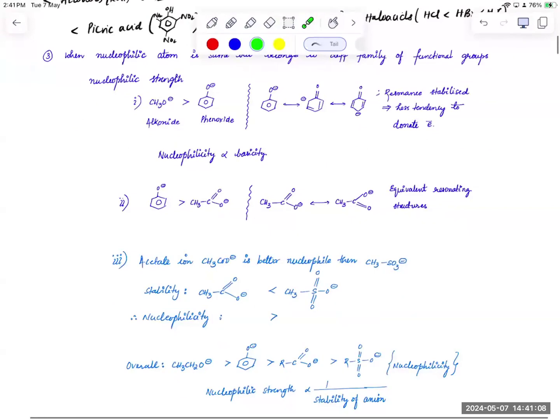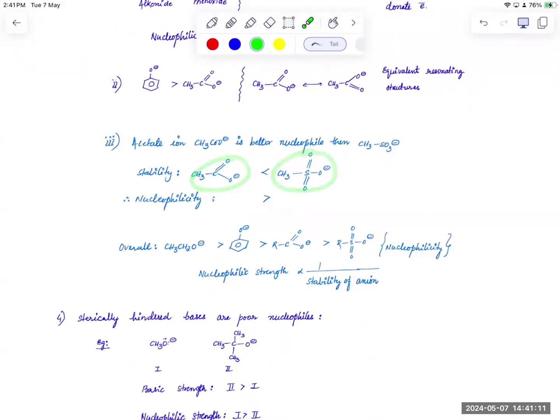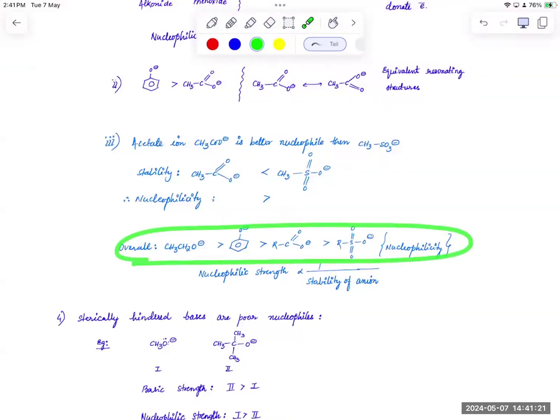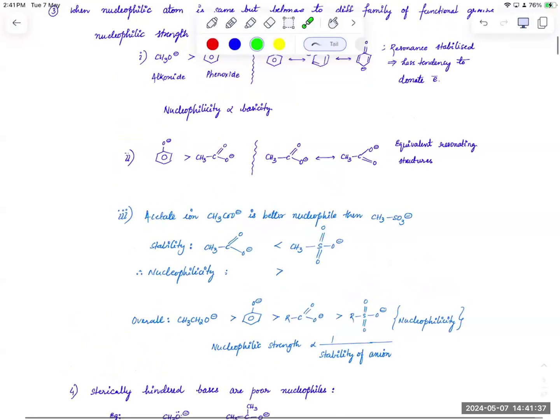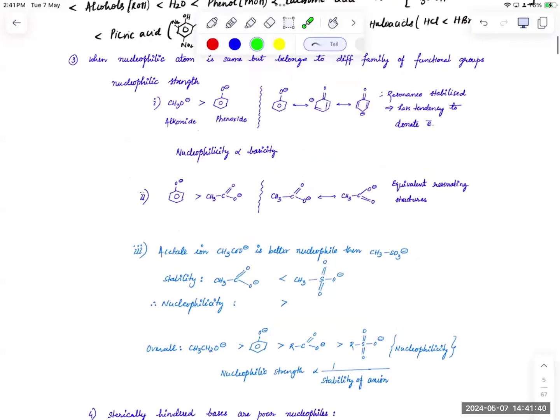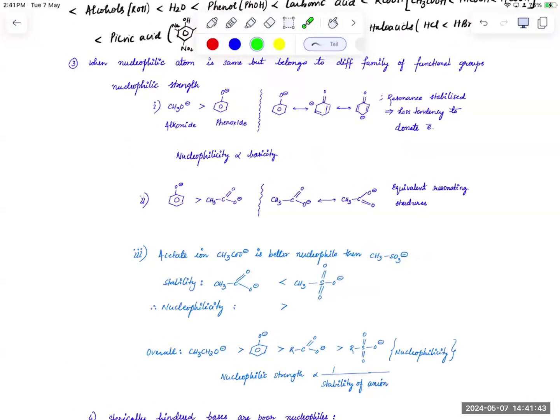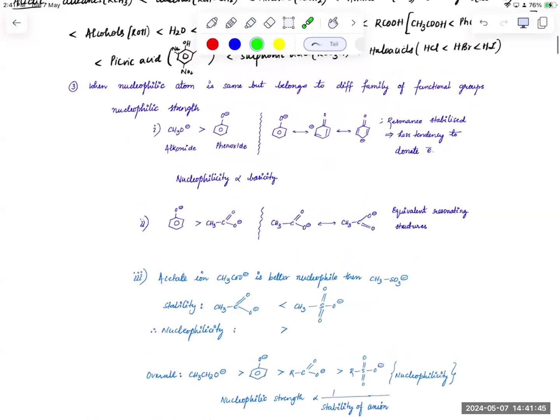So you can say sulfonic acid and acetic acid, right? Sulfonic acid is very, very stable and its conjugate base is least basic. That's why its nucleophilicity is very low. So overall, this is the order: alkoxide RO minus is a much stronger base and nucleophile compared to PhO minus, compared to carboxylate ion, compared to sulfonate ion. Anybody has a doubt with this? Clear? Right, check.